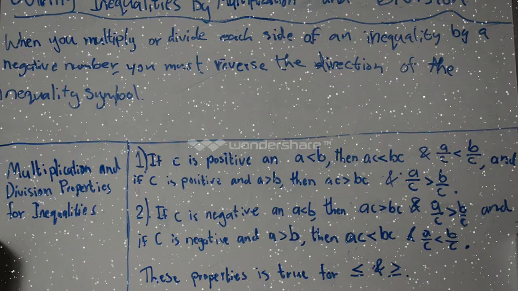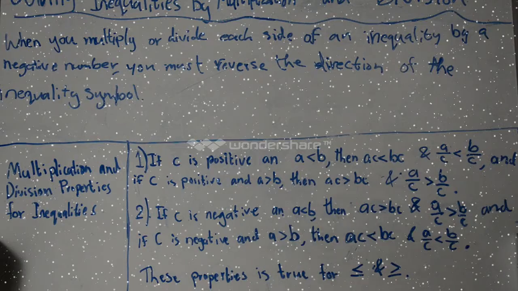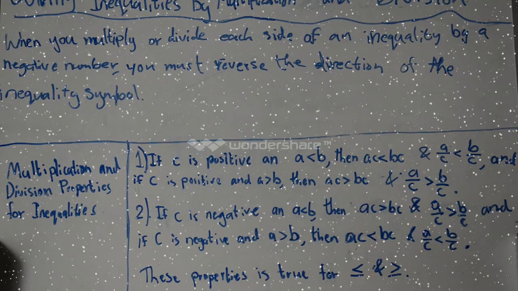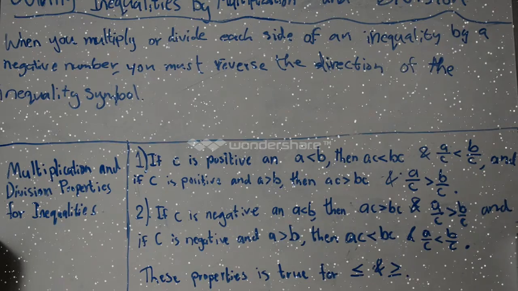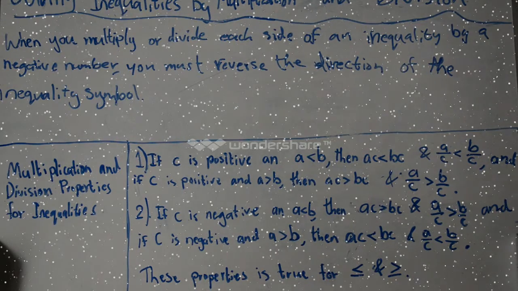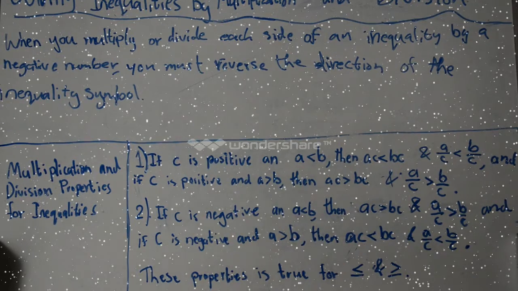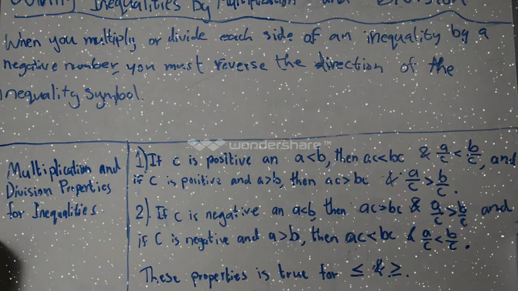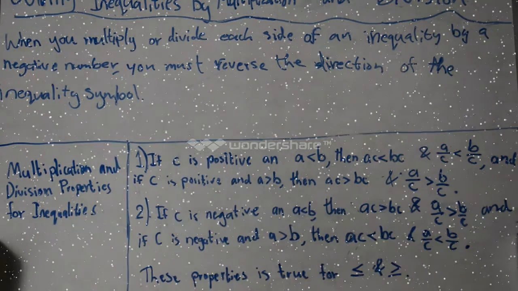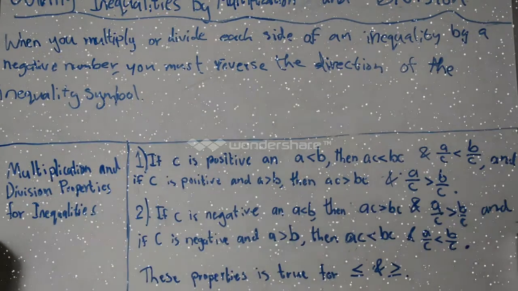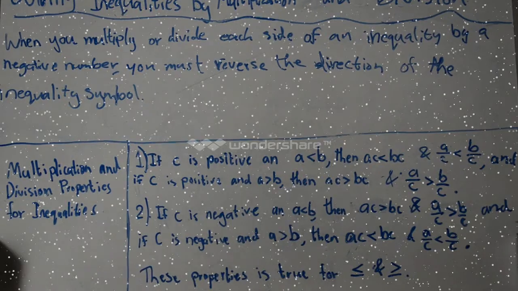If C is negative and A is less than B, then AC is greater than BC and A over C is greater than B over C. And if C is negative and A is greater than B, then AC is less than BC and A over C is less than B over C. This property is true for greater than or equal to and less than or equal to.